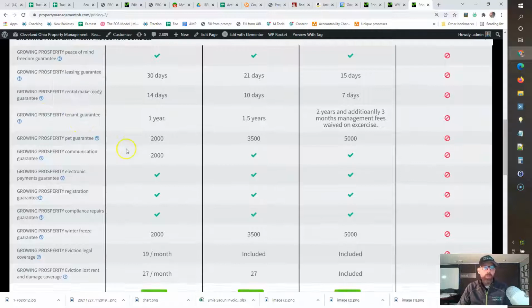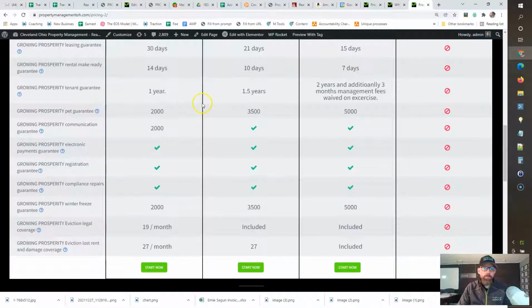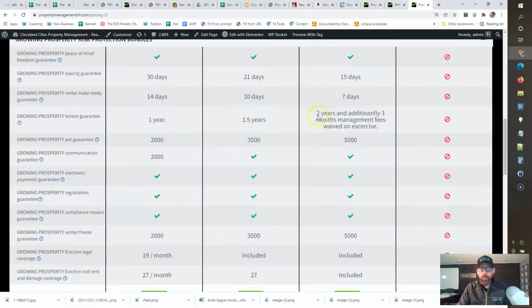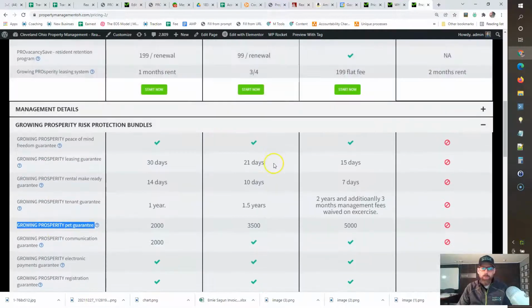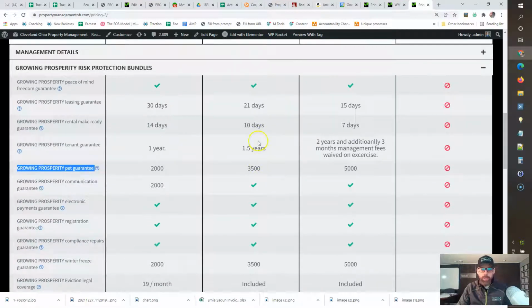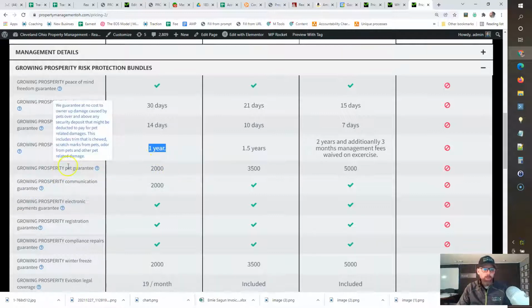Growing Prosperity tenant guarantee. Again, 1 year, 1.5 years, 2 years. Okay, it's no longer a prorated warranty like it used to be. It used to be prorated by the year. So we give you a little bit higher proration, and basically this means that we fill the property for free, no leasing fee, if tenant moves out for any reason the first year. Call or email back by end of next business day or 50% refund on one management fee. So this is a communication guarantee.